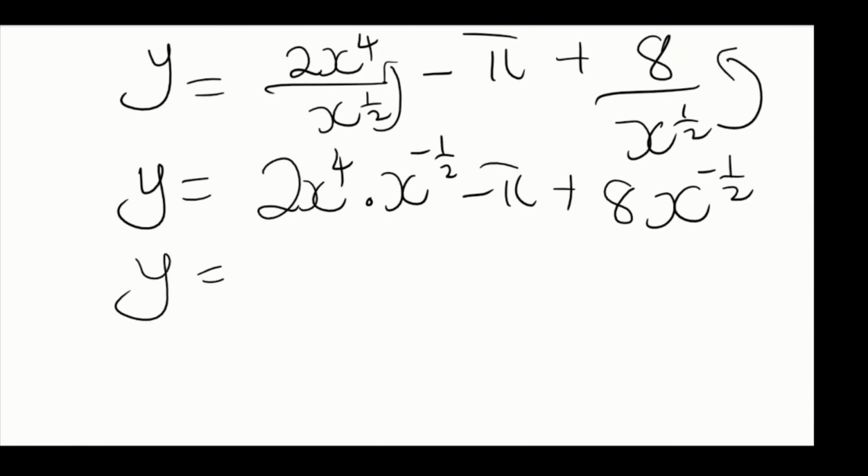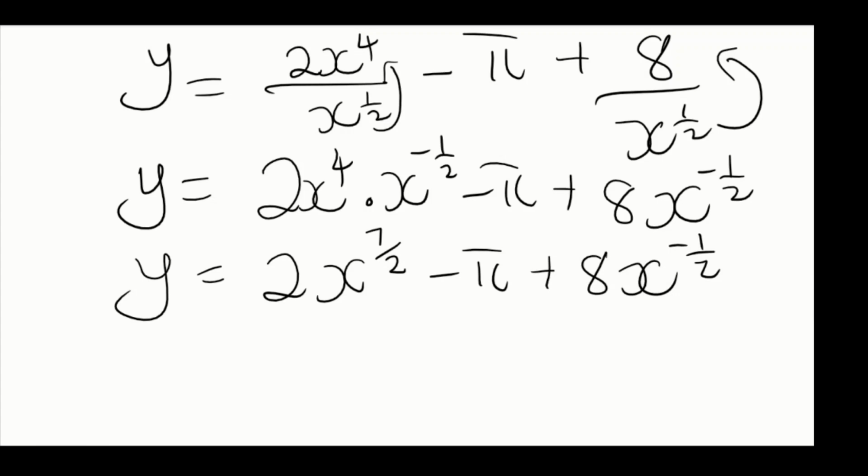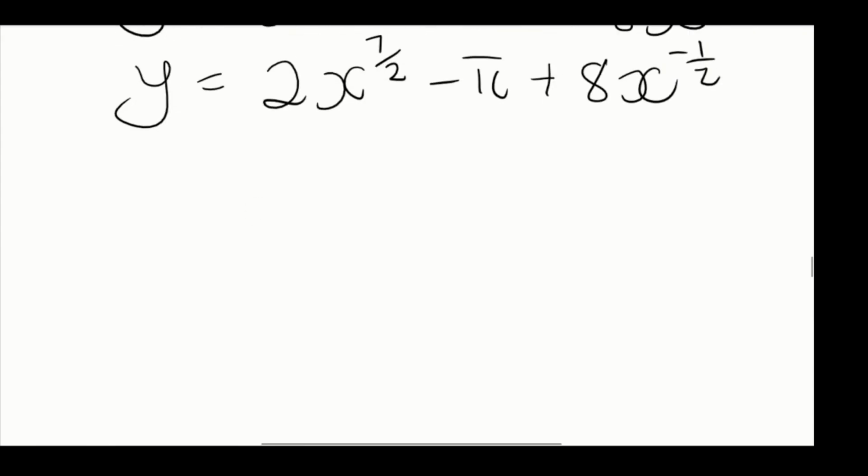So it's going to be y equals 2x to the power of 4 minus 1 over 2, which is going to give you 7 over 2, minus pi plus 8x to the power of minus 1 over 2. Then from here onwards, we're going to differentiate.